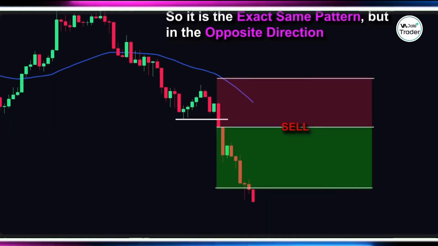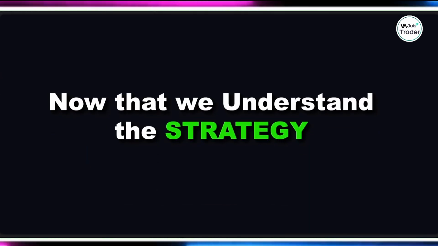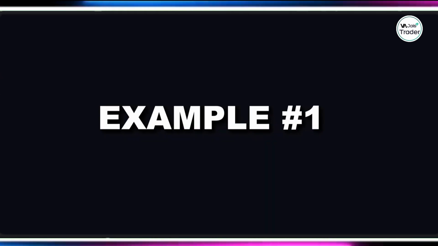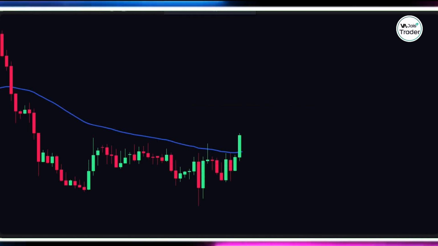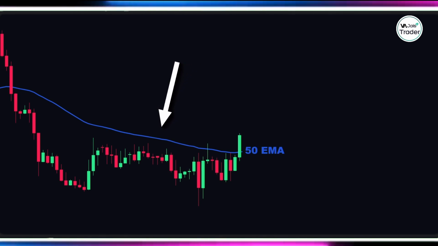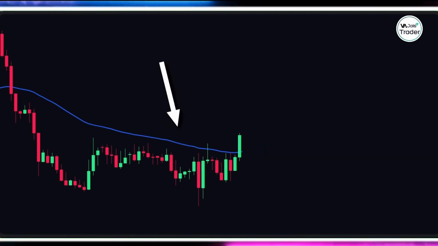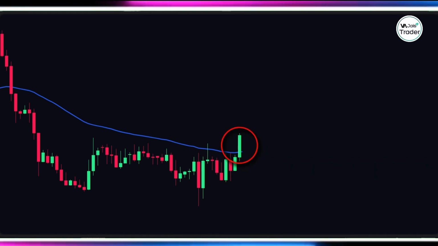But okay, now that we understand the strategy, let's actually look at some real-life examples. The first one is this chart, the US dollar against the Canadian dollar. The blue line here is the EMA. As you can see, the price had been trading below the 50 EMA for quite some time until it broke out. This is where I got interested.